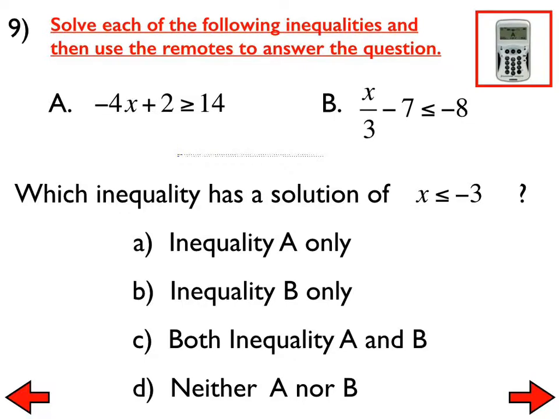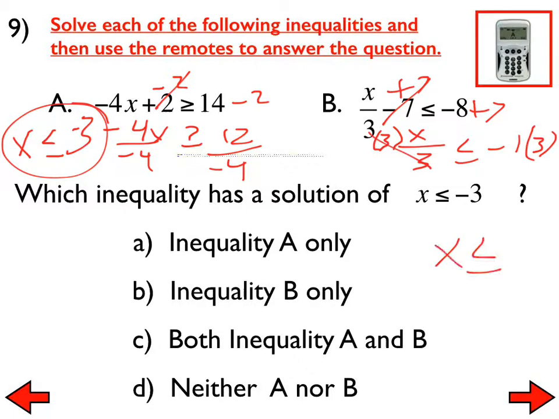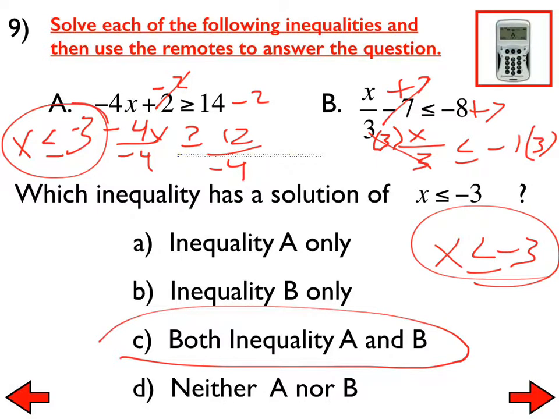Let's talk about number 9 here. On inequality A, we subtract 2 from both sides, which gives us negative 4x is greater than or equal to 12. We have to divide both sides by negative 4, which means we have to flip the inequality symbol. That makes this solution x is less than or equal to negative 3. So that one works. For part B, we have to add 7 to both sides, which gives us x over 3 is less than or equal to negative 1. We already have division right there, so we have to multiply both sides by 3, and that gives us x is less than or equal to negative 3. They both have that as a solution, and that is what most of you got. The correct answer is C for that one.